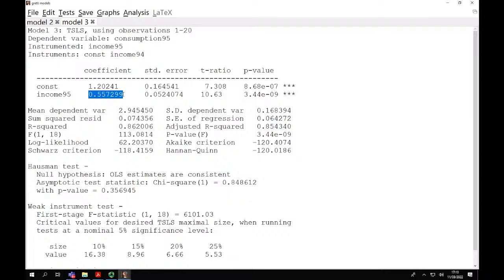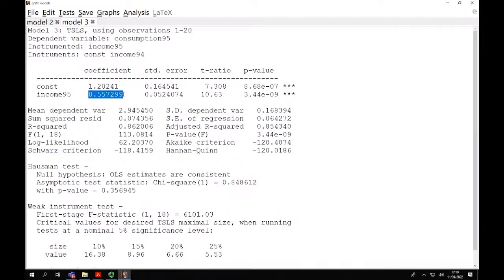I have a question. Yeah. In this case, can we say that income is not endogenously affecting the model? It seems that we don't need to make an adjustment. The message from this estimation is exactly as you said.